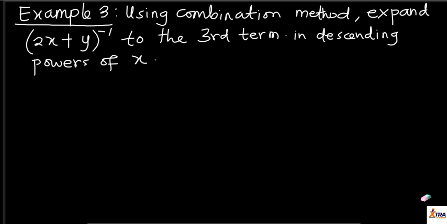Please follow me through. Now we have this question here, example 3. Using combination method, expand (2x + y) raised to the power minus 1 to the third term in descending powers of x. First of all, we have 2x plus y, all raised to the power minus 1, and then we're expanding this in descending powers of x.